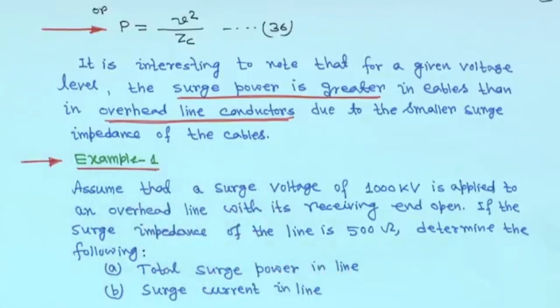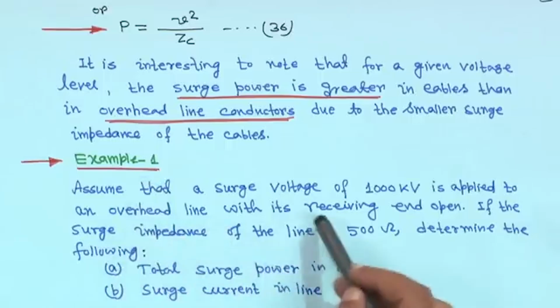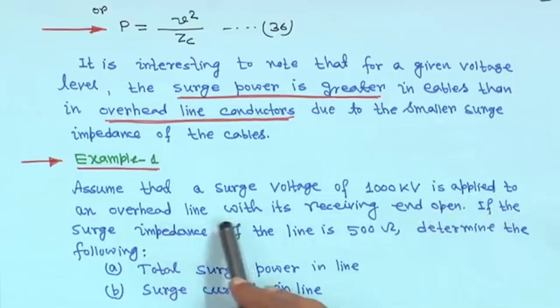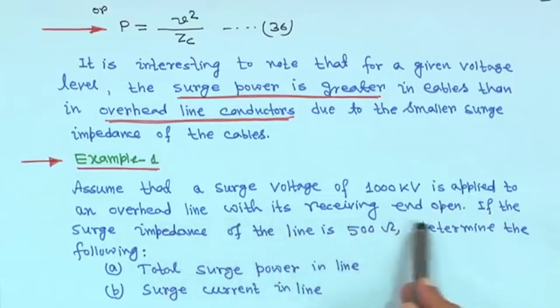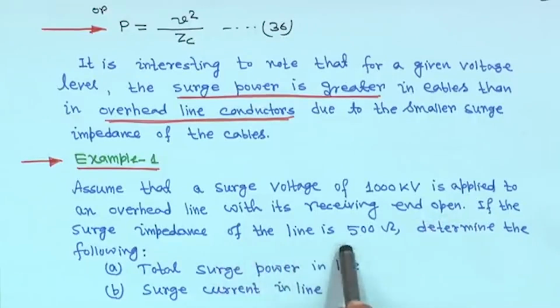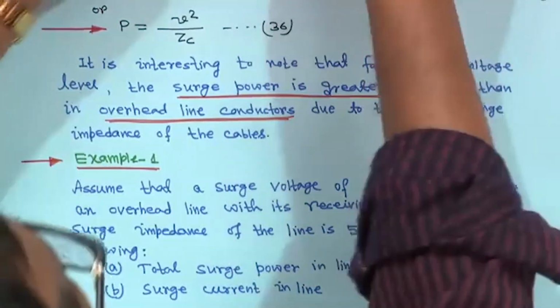Slowly and slowly we will go into the depth of it, but first you take one or two small examples. Assume this is example 1, assume that a surge voltage of 1000 kV is applied to an overhead line with its receiving end open. That means surge voltage 1000 kV is applied, but the receiving end of the line is open circuited. If the surge impedance of the line is 500 ohm, determine the following: A, total surge power in the line, and B, the surge current in the line. This is a simple thing.